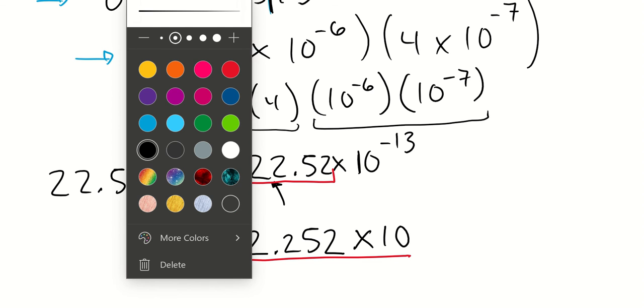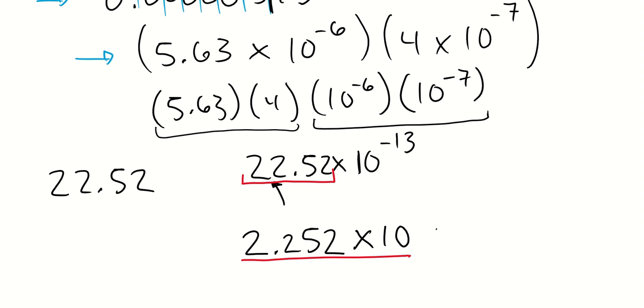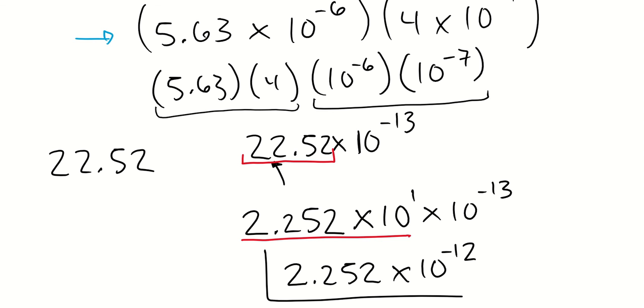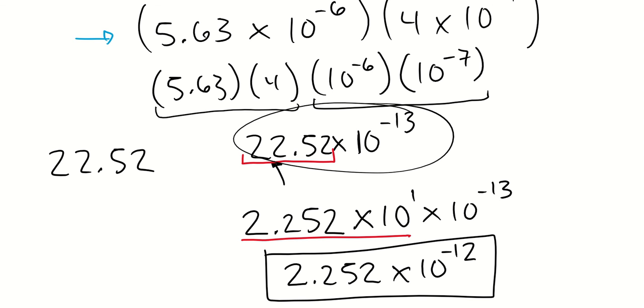Now, of course, I need to bring down my powers of 10 that I had to start with, so I'm going to go times 10 to the negative 13th. But now I can just deal with these exponents, right? I've got 10 to the first times 10 to the negative 13th, which is 10 to the negative 12th. So my answer is 2.252 times 10 to the negative 12th power. So this is not only the product of the original two numbers, this is the product written in scientific notation.